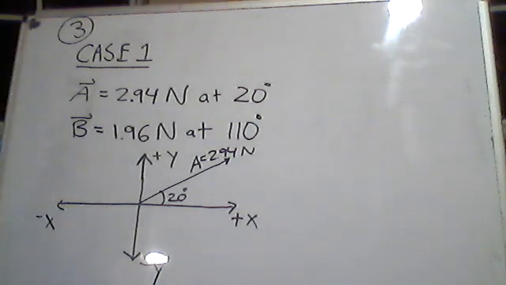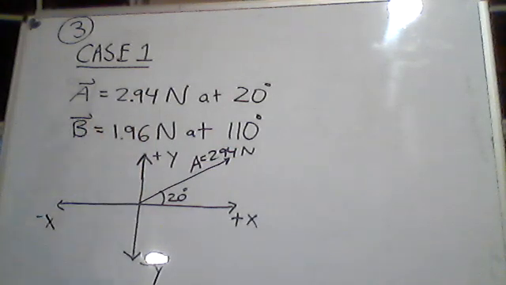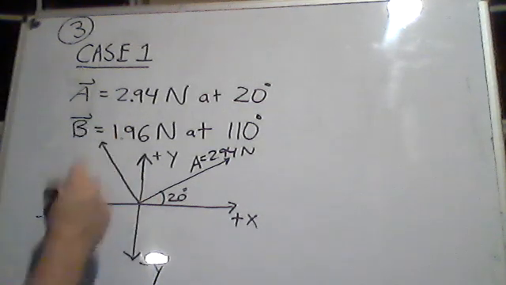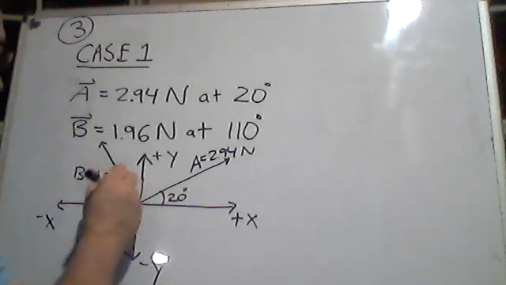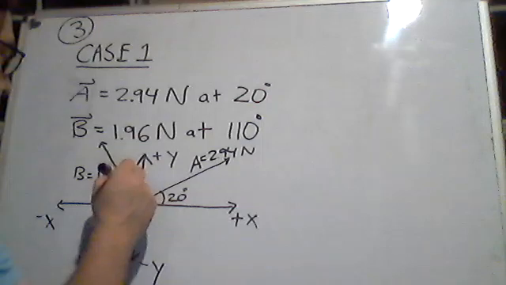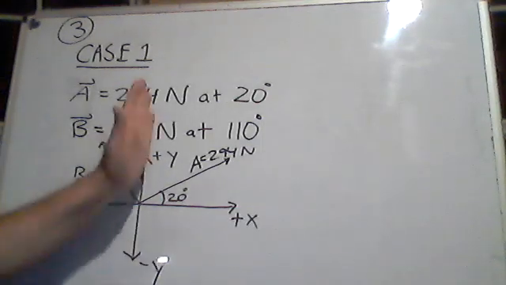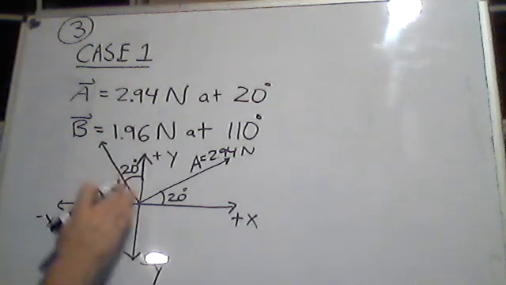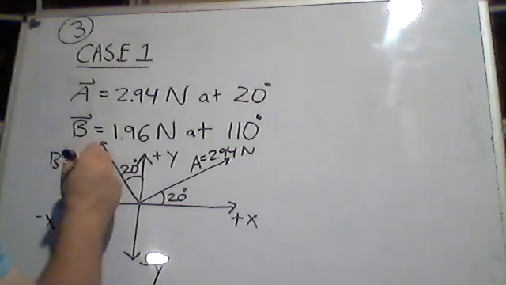Where would I put the other one? 110 degrees. Well, this is 90, and about 20 degrees past that would be 110. So it won't quite make it as long. And we'll say this is vector B, 1.96 newtons. And I have a couple of choices. I can either specify this as a 20-degree angle with the y-axis, or I know that these are complementary angles, so I can specify a 70-degree angle with the negative x-axis.